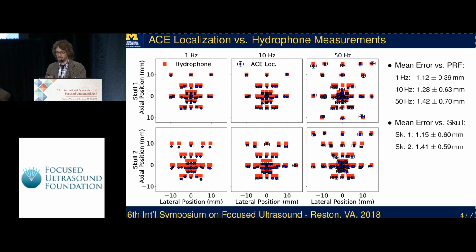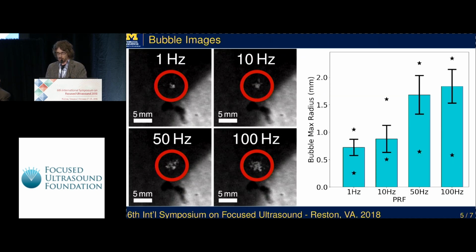And looking at it as a function of PRF, you see that the error goes up with PRF, but it's within a few hundred microns, and between skulls it's pretty consistent as well. Taking a look at the images, what you see here are images of bubbles generated at 1, 10, 50, and 100 hertz. And you'll notice that the size of the bubbles actually does go up as a function of the PRF, and so the error should correspondingly go up as well.